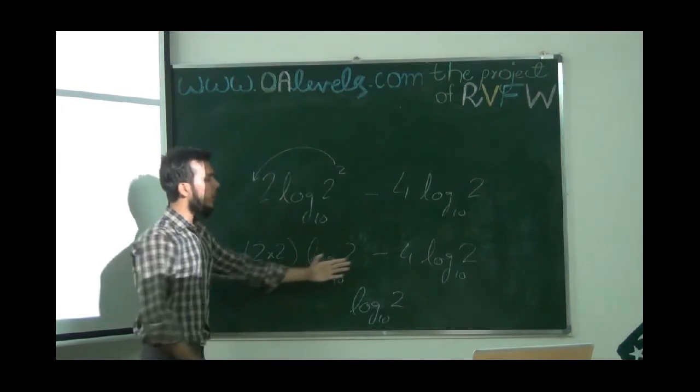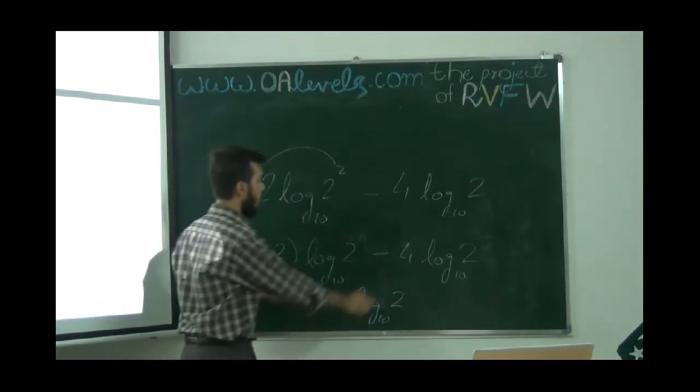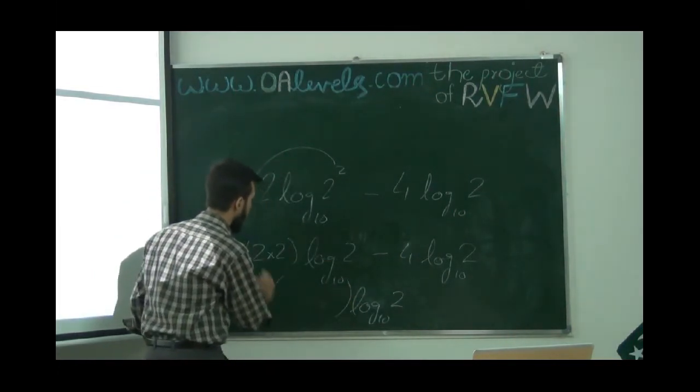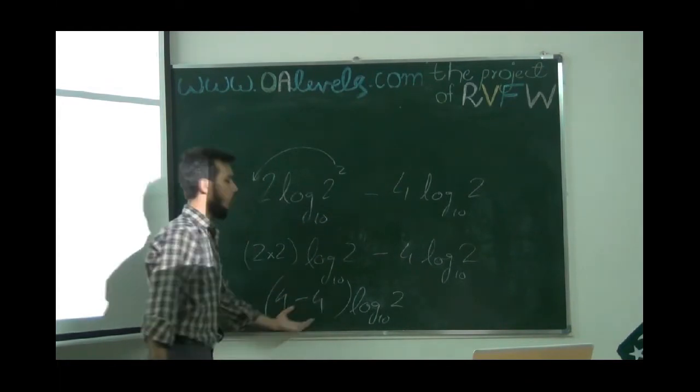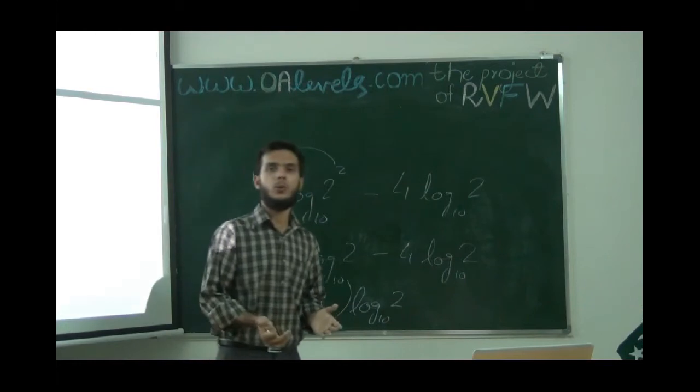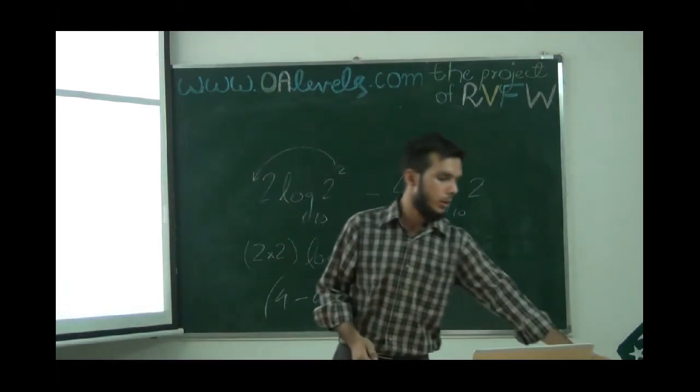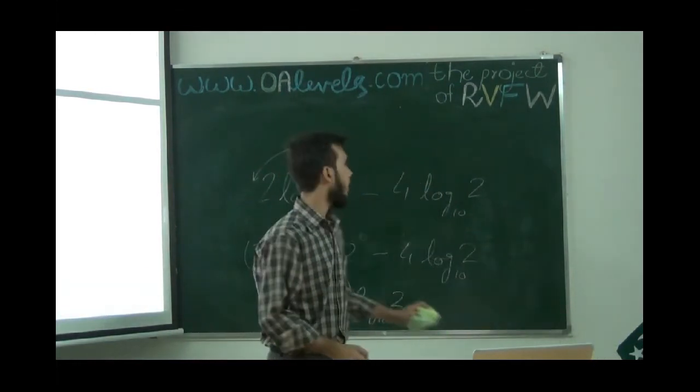And taking this as common, what you can do is find this number, that is 2 2s are 4 minus 4. What is the answer of 4 minus 4? It is 0. What you get is 0. That is, both of these terms were equivalent.